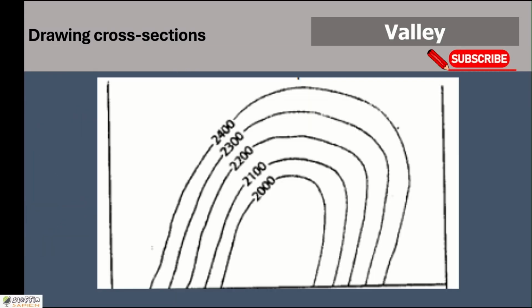The next landform is valley. Look at the arrangement of the contours. It is almost similar to that of the conical hill. Conical hill has circular contour lines. Here they are not completely circular. But see the values. Values are increasing outward. Otherwise, towards the center, values are decreasing.